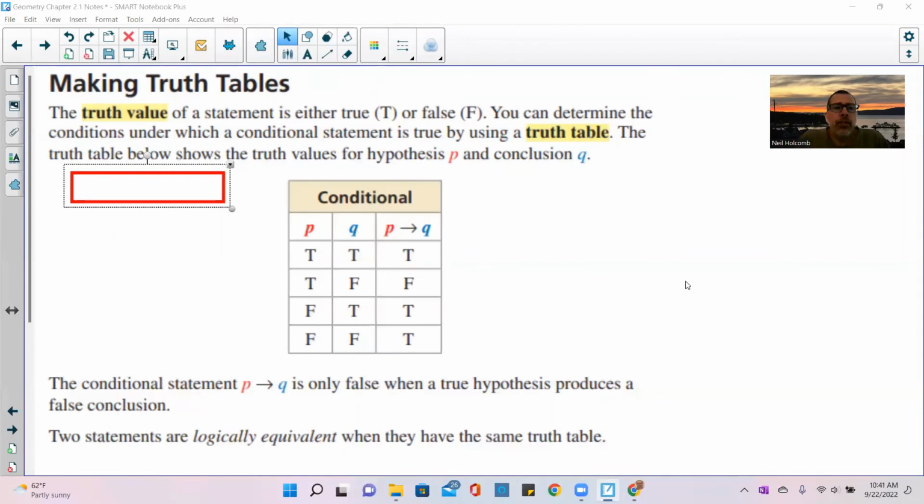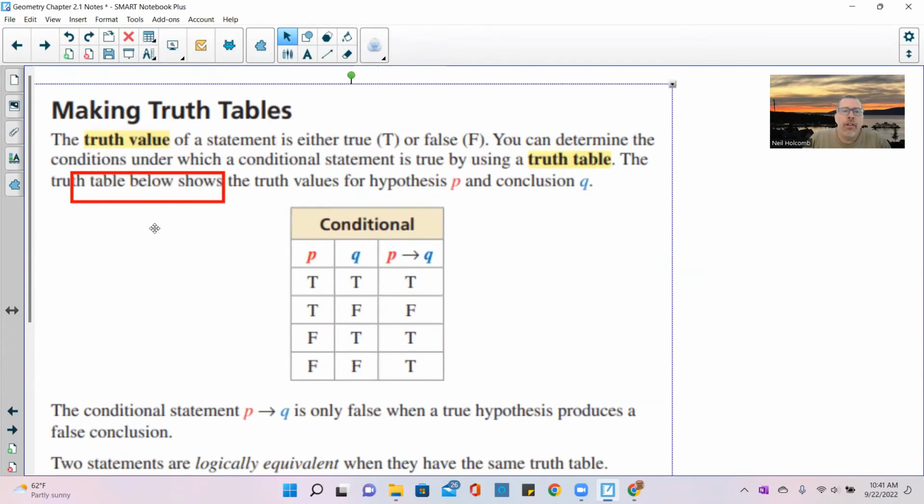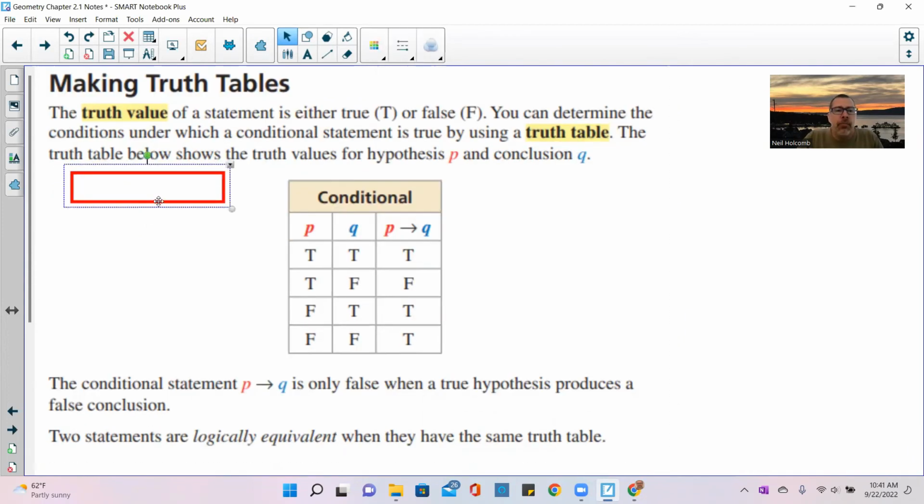Okay, making truth tables. The truth value of a statement is either true, T, or false, F. You can determine the conditions under which a conditional statement is true by using a truth table. The truth table below shows the truth values for hypothesis P and conclusion Q. When you have two things that can either be true or false, the possible number of outcomes is four. They both can be true, they both can be false, the first can be true and the second false, or vice versa.